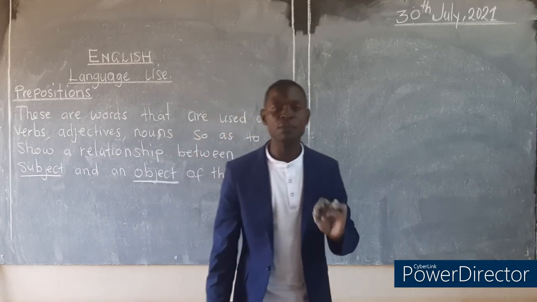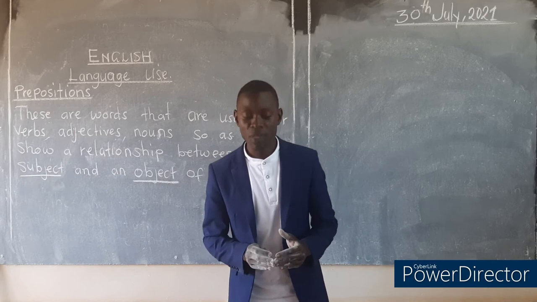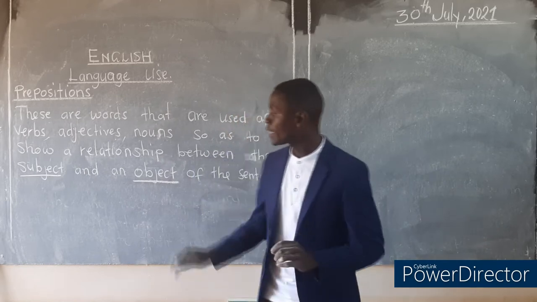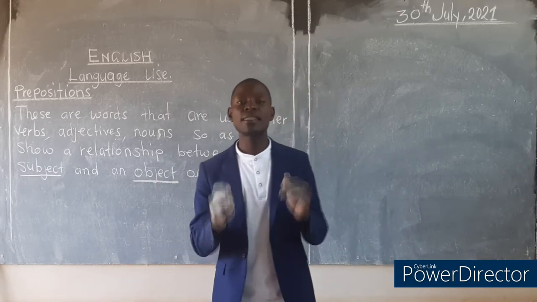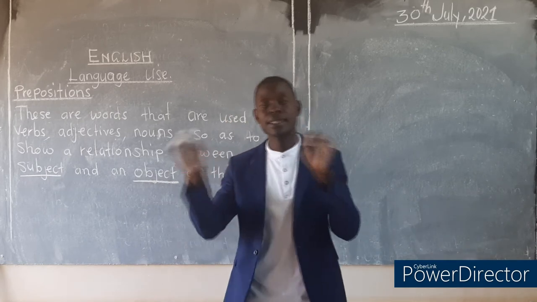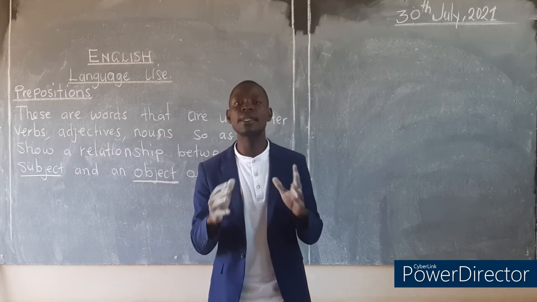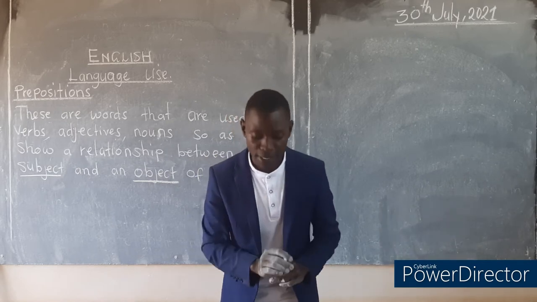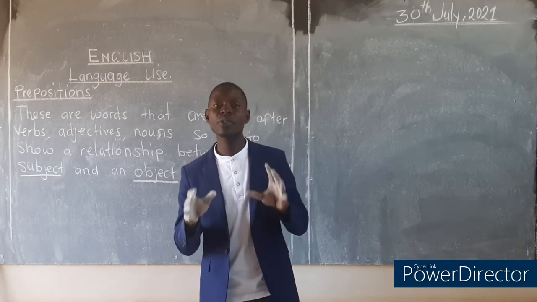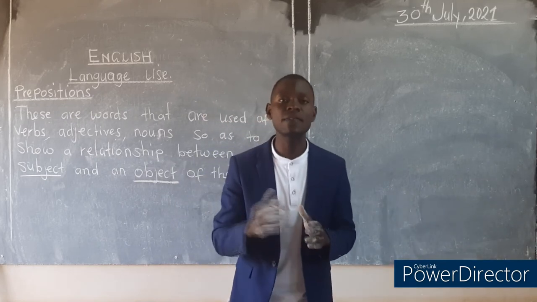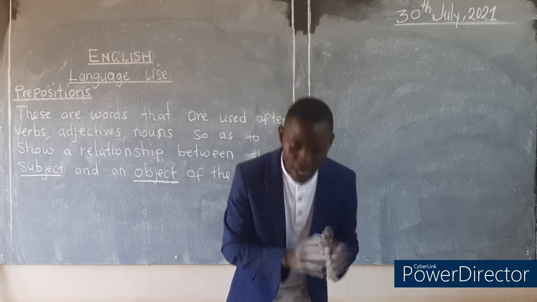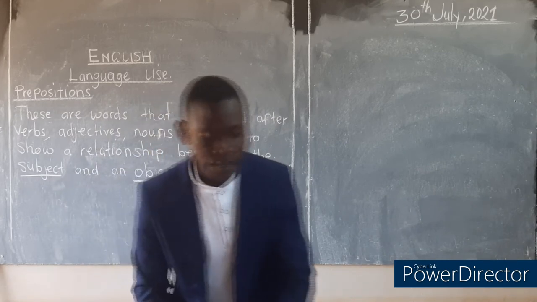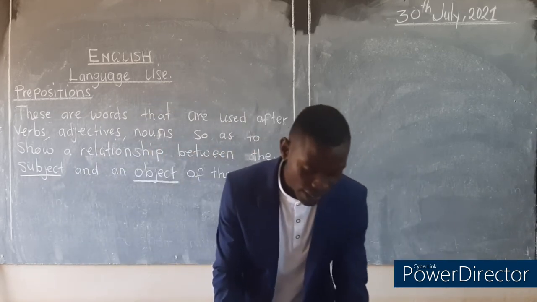The subject is just the noun that is being talked about in a sentence, and we all know a noun is a naming word. The object is the recipient of an action. When we use the word recipient, we mean the receiver, somebody who is receiving that action. So now, let's look at different words and their prepositions.